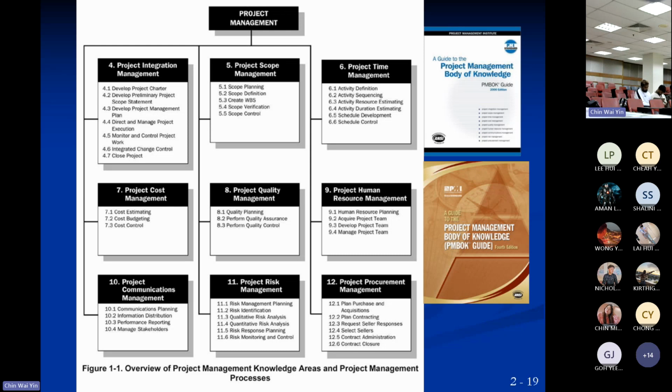And then the next one, project scope management. Now we mentioned scope. Over here they say how to do scope planning, how to define the scope, how to come up with the work breakdown structure, and then scope control, how to verify your scope, how to control your scope. Scope management is very important because it tells you what we are focusing on, what we need to do, and only do what we need to do.